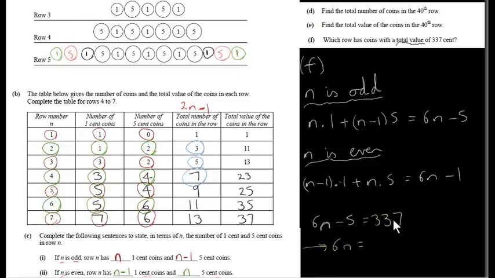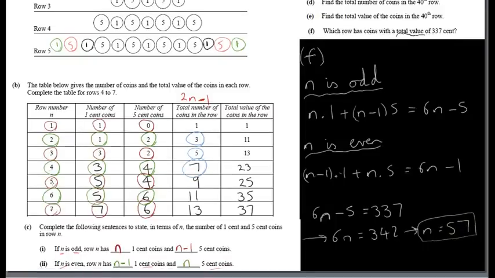6n equals 337 plus 5, that's 342. So that means that n is 342 divided by 6. 6 5s are 30, and 4 over, 6 7s are 42. See, this comes out to be an integer. So this is actually the correct answer. If we used the other formula, we would not get an integer value for n. That means that the row number that gives coins with a total value of 337 is odd, and its value is 57.